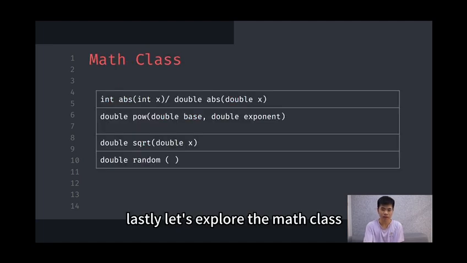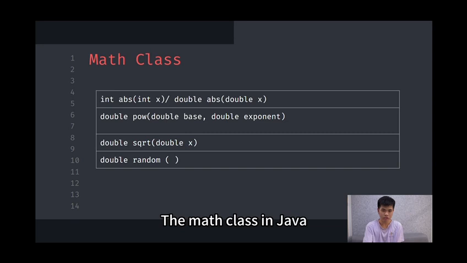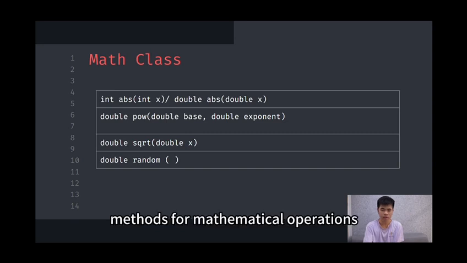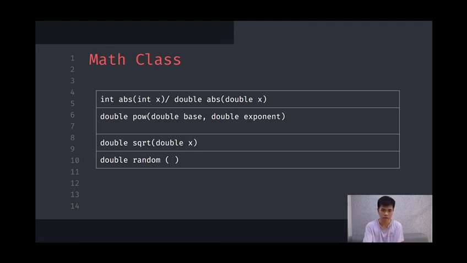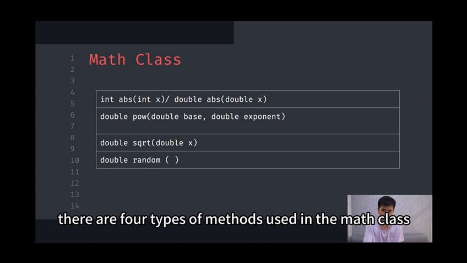Lastly, let's explore the Math class. The Math class in Java provides a set of predefined methods for mathematical operations. It allows us to perform common mathematical calculations conveniently. There are 4 types of methods used in the Math class.